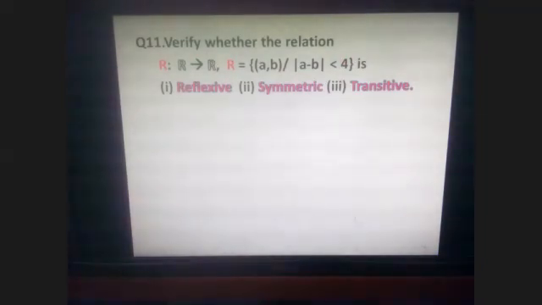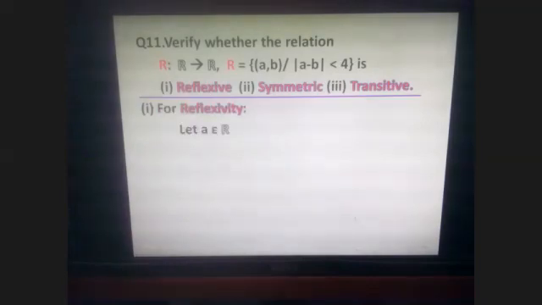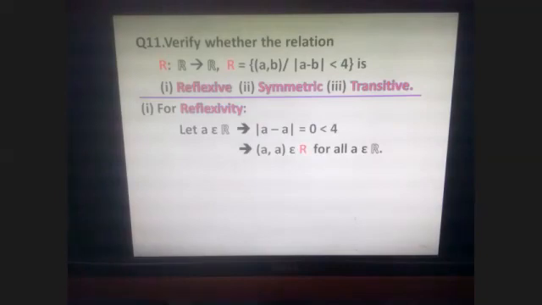Verify whether the relation R from R to R equal to the set of (a, b) such that |a - b| < 4 is reflexive, symmetric, or transitive. We can even say it is reflexive because for any a in R, |a - a|, that is 0, is very much less than 4. So (a, a) is a member of R for all a. Whenever |a - b| is less than 4, a is related to b. Reflexivity is obvious.